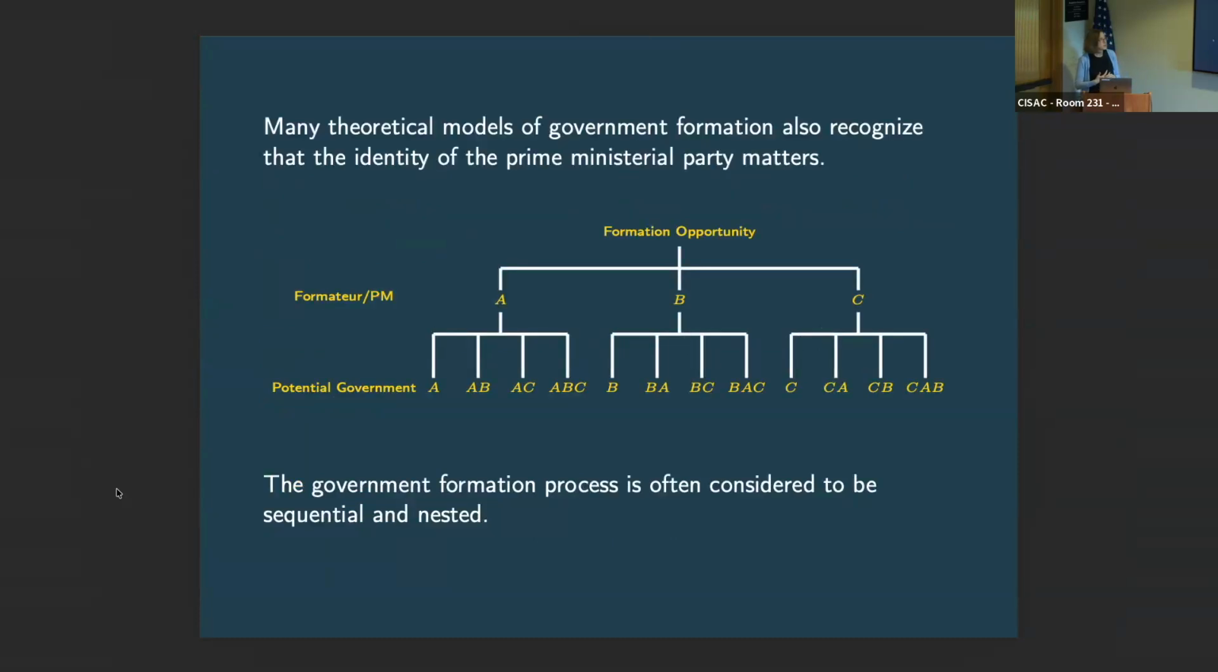Later theoretical models of government formation also recognize that the identity of the prime ministerial party matters. And a lot of the early models in particular treat the government formation process as sequential and nested. And so you see here, maybe in a first stage, we have the proposer, this formateur party who's trying to put a government together. If party A is the formateur party, what they're looking to do is create a government in which they will be the prime ministerial party. They're only looking at government possibilities where they're in the government. And so this AB government is going to form following a different process than the BA government.